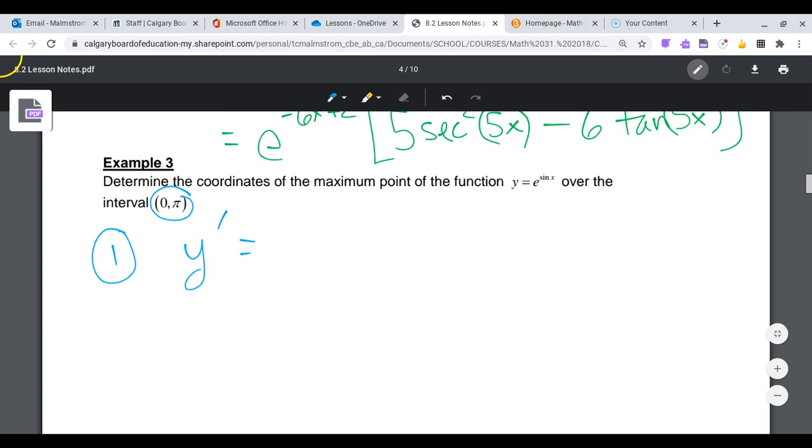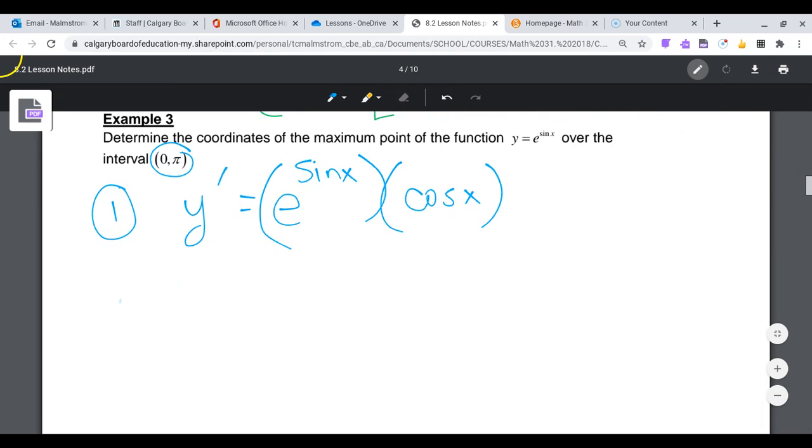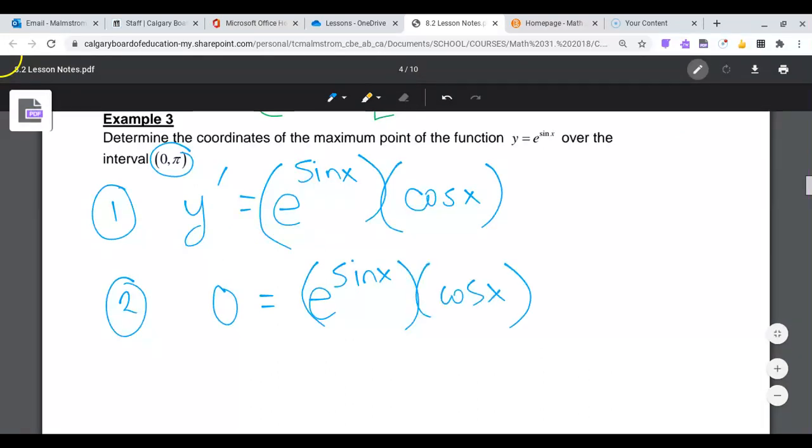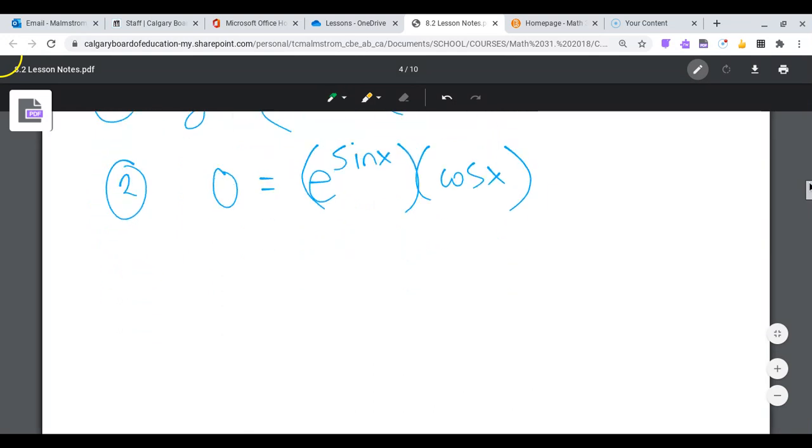So y prime is e to the same exponent multiplied by the derivative of the exponent, which is cos x: d outer, d inner. And just remember that we are then going to set that equal to 0. That would be the second thing we need to do, and look for critical numbers. Okay, so we're already in factored form. So the first factor is e to the sine x equal to 0, and the second factor would be cos x equal to 0.